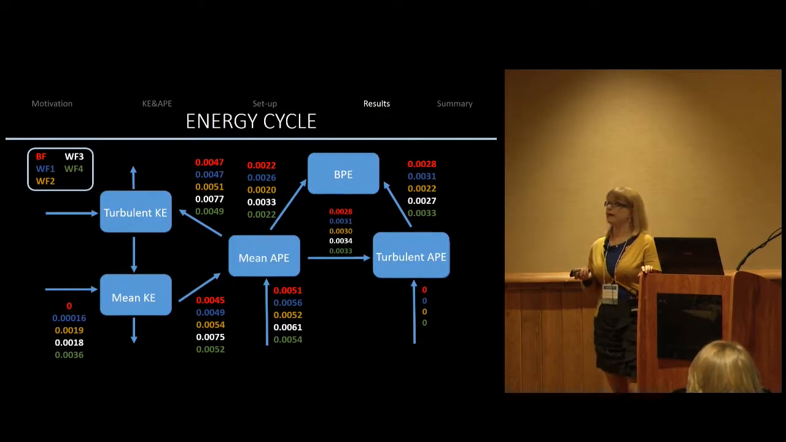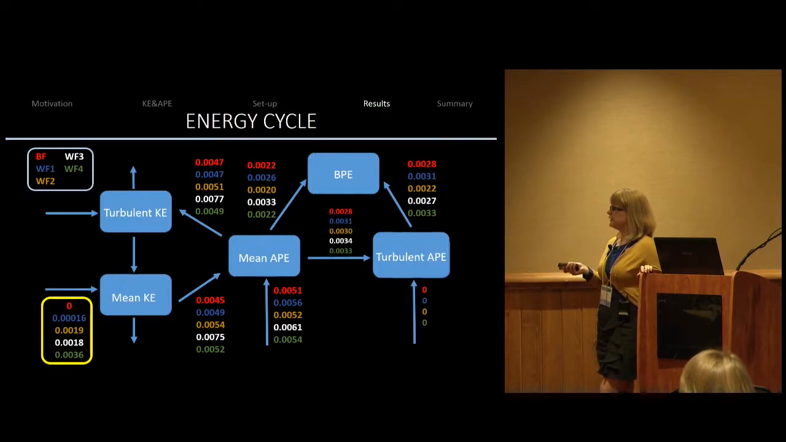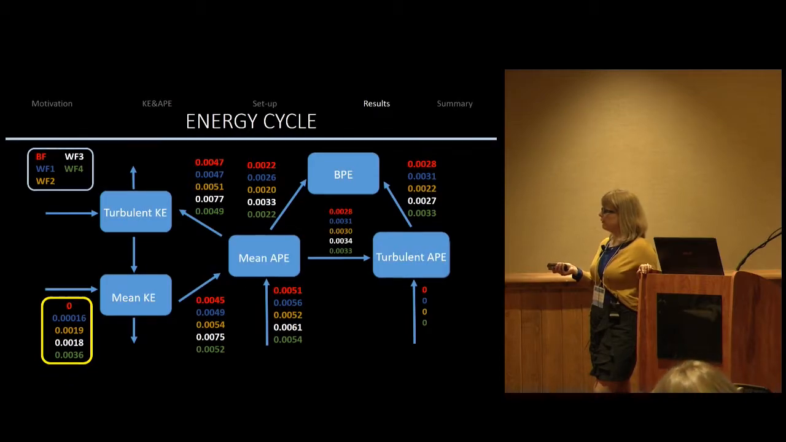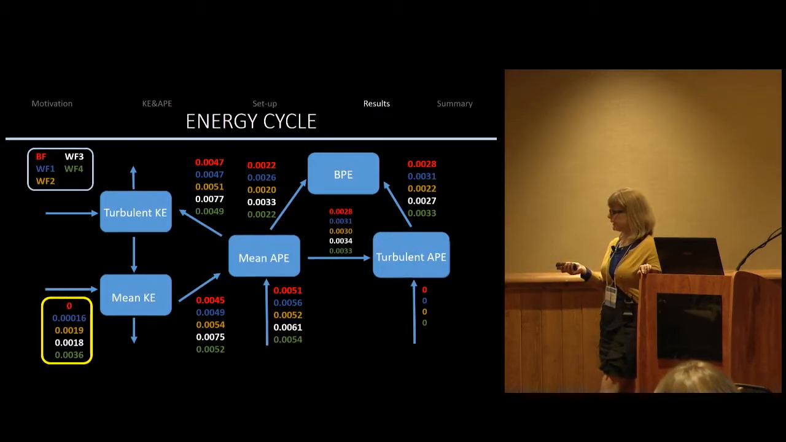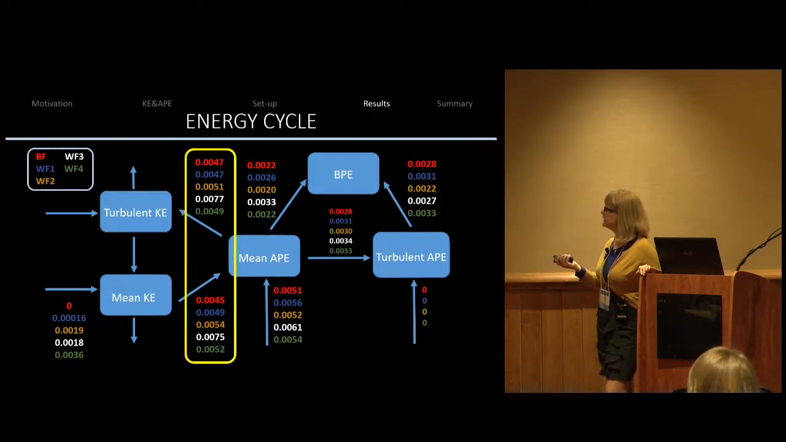So now, just looking at the terms in the energy cycle, and I will walk you through all of these, the output for each simulation is color-coded. First, we can look at the generation of kinetic energy, just to make sure that our model is doing what we expected it to. In the buoyancy forcing case, you have no generation of kinetic energy. You have very small generation of kinetic energy for WF1, then about an order of magnitude greater kinetic energy generation for WF2. Then WF2 and WF3 have more or less comparable kinetic energy generation, and WF4 has twice WF3, which is what we would expect based on our surface forcing conditions.